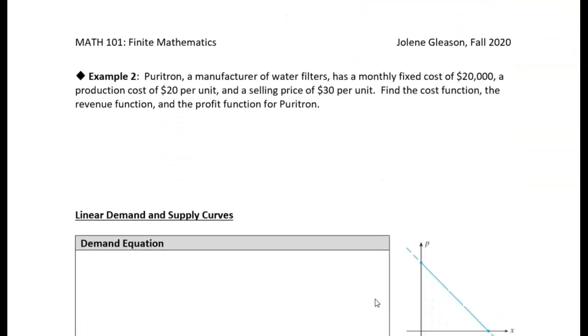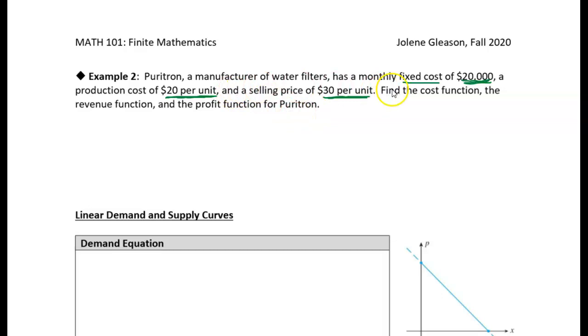All right, so let's take a look at example 2 now. Here we have Puritan, a manufacturer of water filters, has a monthly fixed cost of $20,000. That's our fixed cost. We're going to incur this cost of $20,000 whether we sell anything or not. Just got to keep the lights on. And our production cost is $20 per unit. See, the units are dollars per unit, so that's our variable cost, even though it doesn't say variable cost. Now, the selling price is $30 per unit. So that's going to contribute to our revenue. And then we're supposed to find the cost function, the revenue function, and the profit function for Puritan.